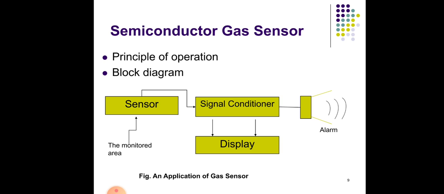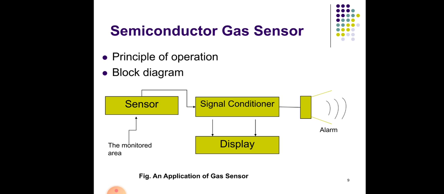Next one is, as shown in the block diagram, a suitable semiconductor gas sensor is placed at the top ceiling of the area to be monitored. The output of the gas sensor is applied to a signal conditioner that consists of a Wheatstone bridge, a power supply and an amplifier. The signal conditioner output is given to an alarm and a display.